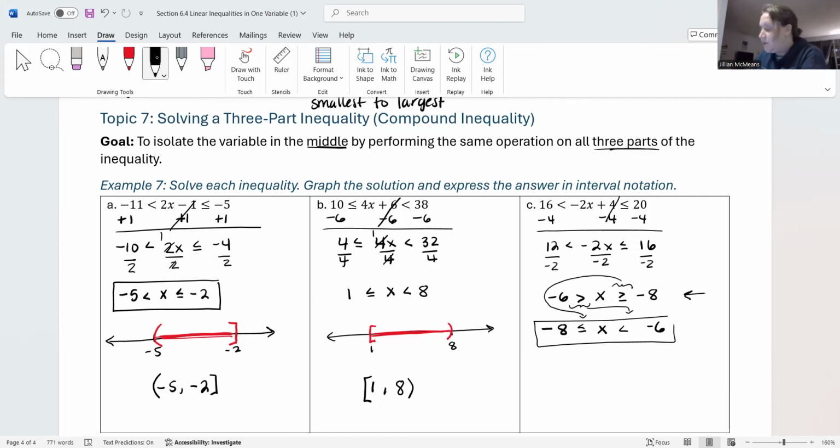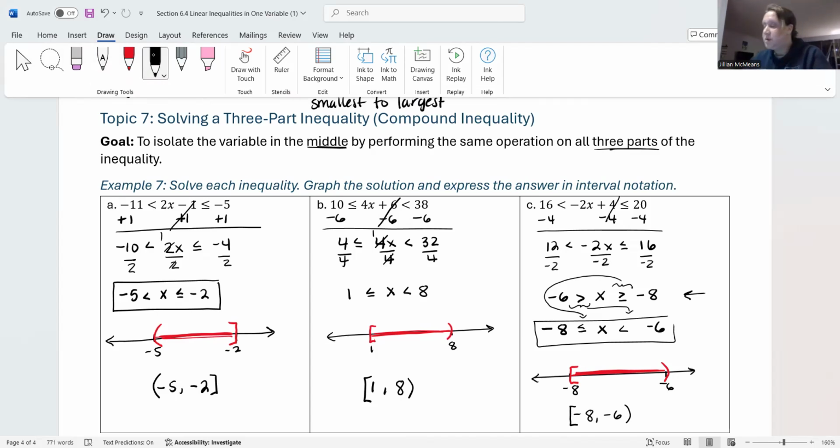Okay. Now, as far as a graph goes, we indicate our two endpoints. We can include the -8. We cannot include the -6. And then all values for x are somewhere in the middle. Okay. And then our interval is, whoops, got ahead of myself. Our interval is -8 to -6. We cannot include the -6, so we put a rounded bracket. We can include the -8, so we put a square bracket.